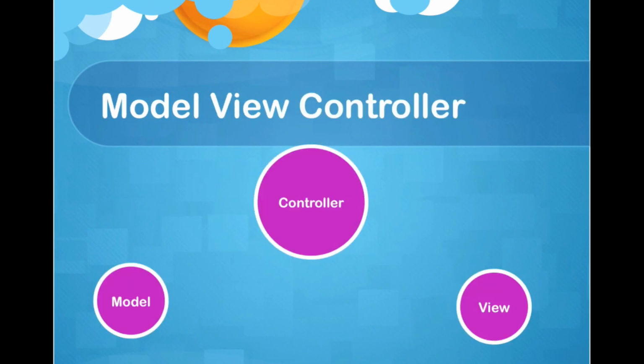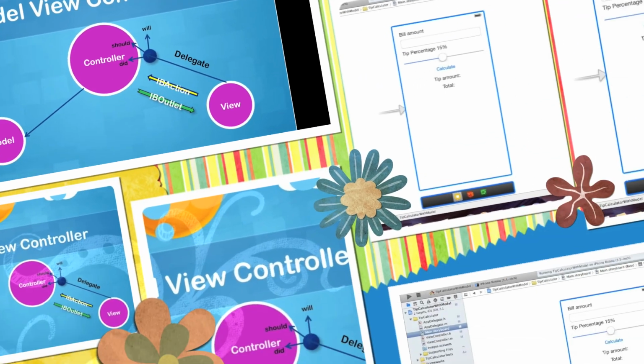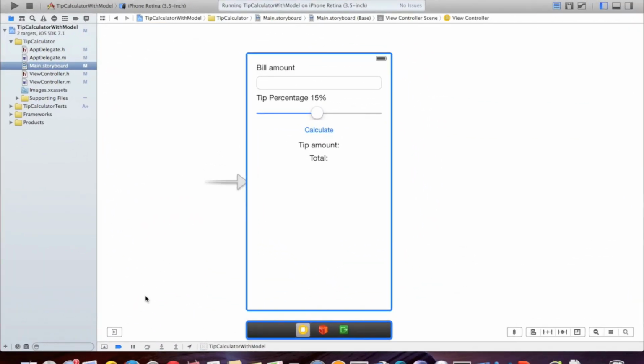So first of all, you got how the controller can talk to the view and also how the view can talk to the controller. Now we want to know how the controller can talk to the model. So let's move on. Here is the tip calculator application.